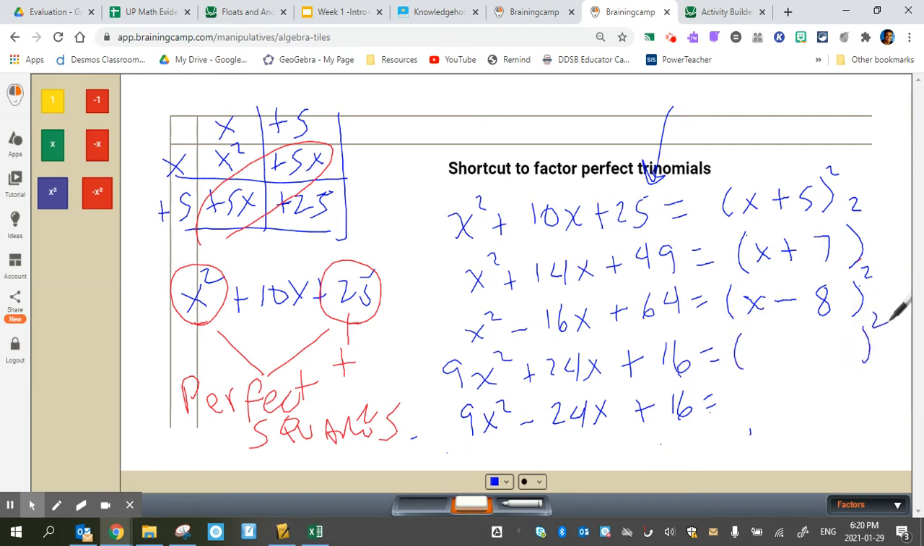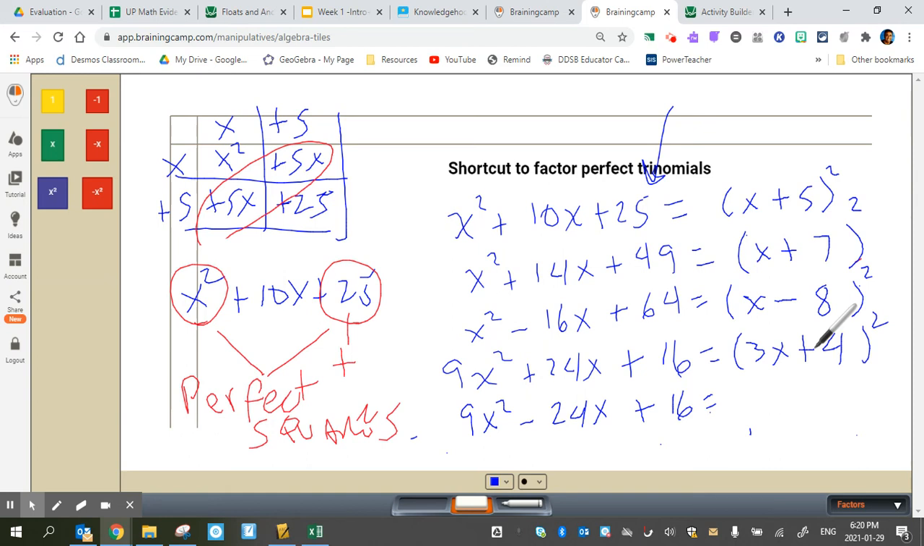So the square root of 9x squared would be 3x. The square root of 16 is 4. And the sign of the middle is positive. And that is it. 3x plus 4 squared. And if I wanted to verify, the product of 4 times 3x is 12x. When I double it, I would get 24x, which is my middle term.